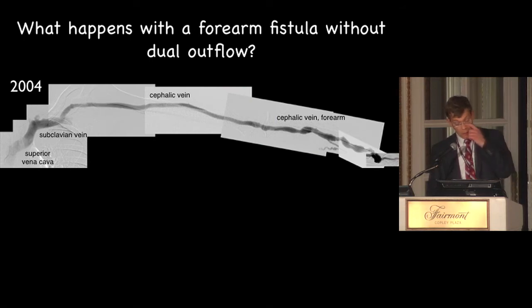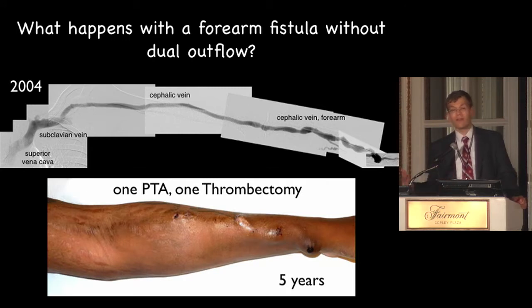If you were to create an access that doesn't have that multiplication of outflow veins at the elbow, and sometimes nature gives you an example here where you have a radiocephalic that does not have an outflow other than the cephalic vein in the upper arm, then you get accelerated skin breakdown, you get aneurysms, you have the need for procedures, which the other access did not have, and in fact this patient then died from a skin-related infection of his access.